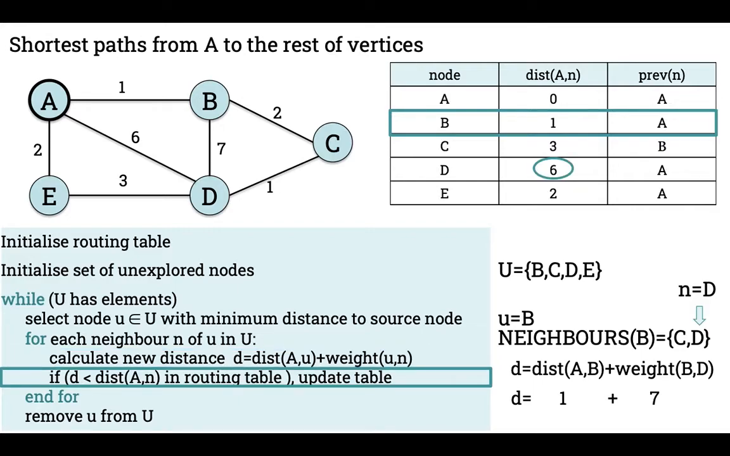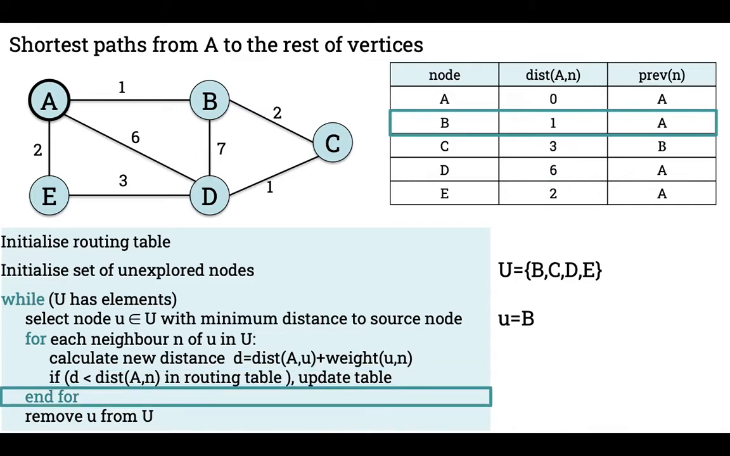We check whether this distance is shorter than the distance recorded in the table from A to D. No, 8 is greater than 6. So this new route passing through node B is not better than the previously recorded one. Thus, we do not update the routing table.